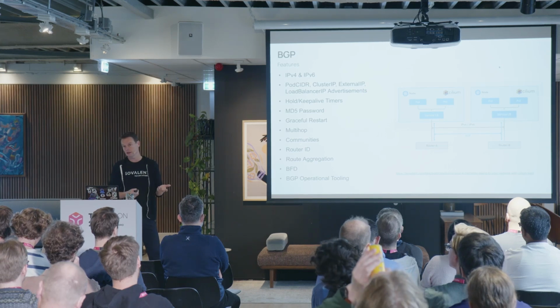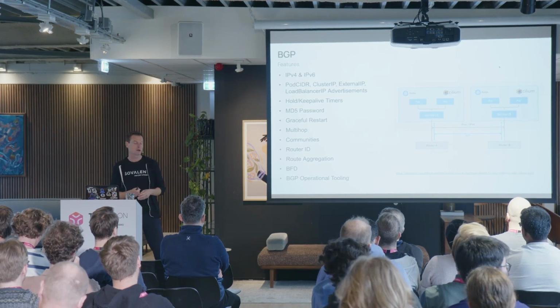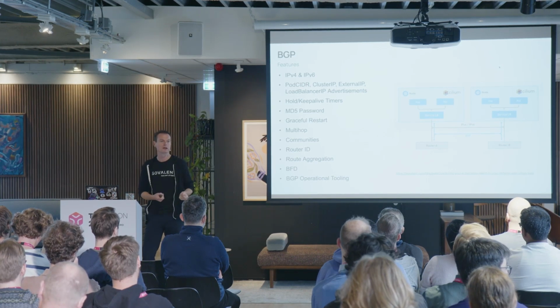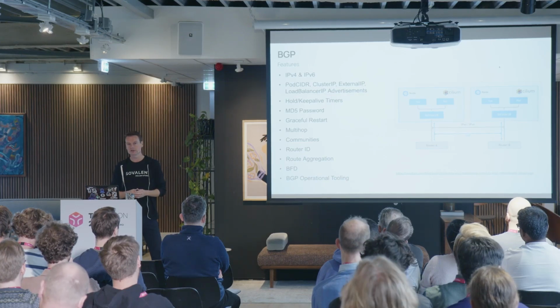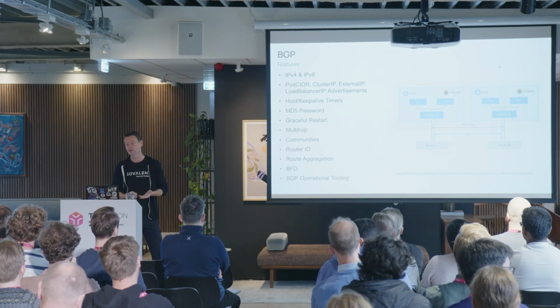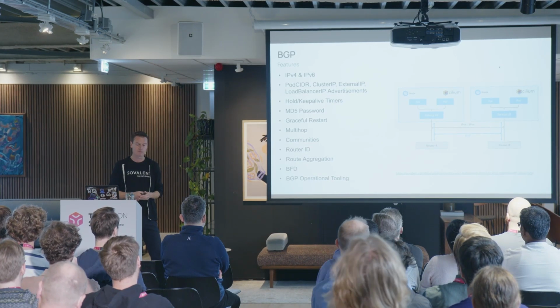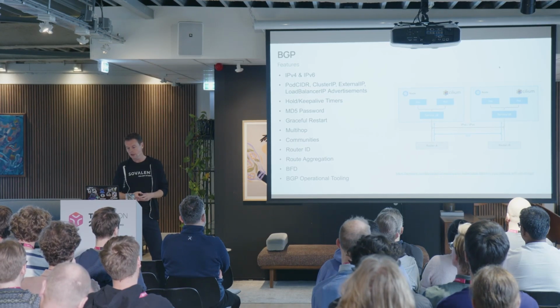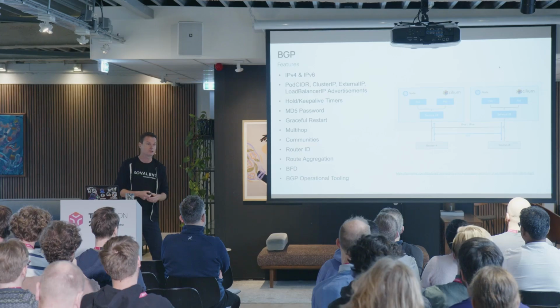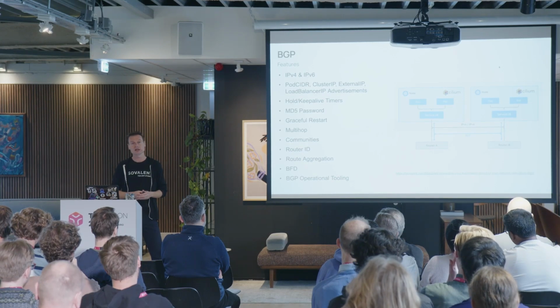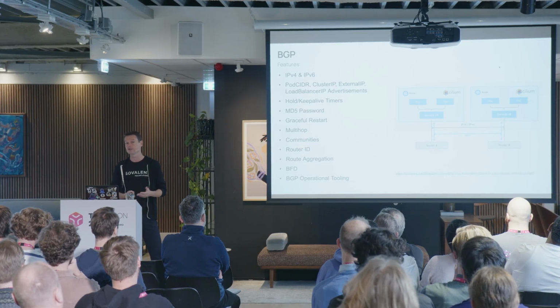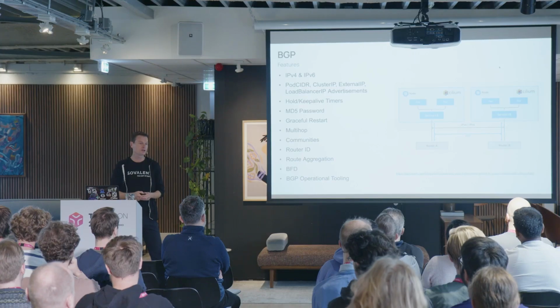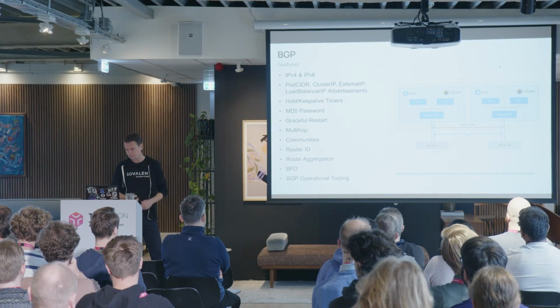BFD is bidirectional forwarding detection, which allows you to have super quick reconciliation of your routes once a node fails. So that's, for example, an enterprise capability. But everything else is available in open source today. Additionally, operational tooling. So just quick CLIs, which I will show in a demo, to check the state of the BGP sessions and the routes you're exchanging.